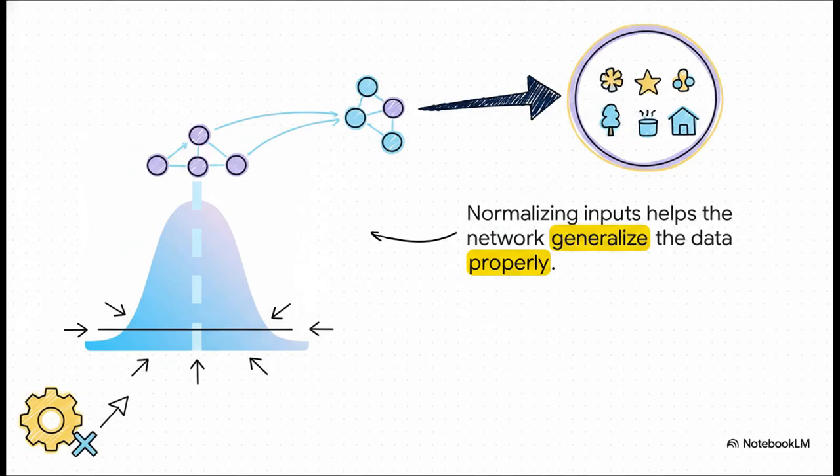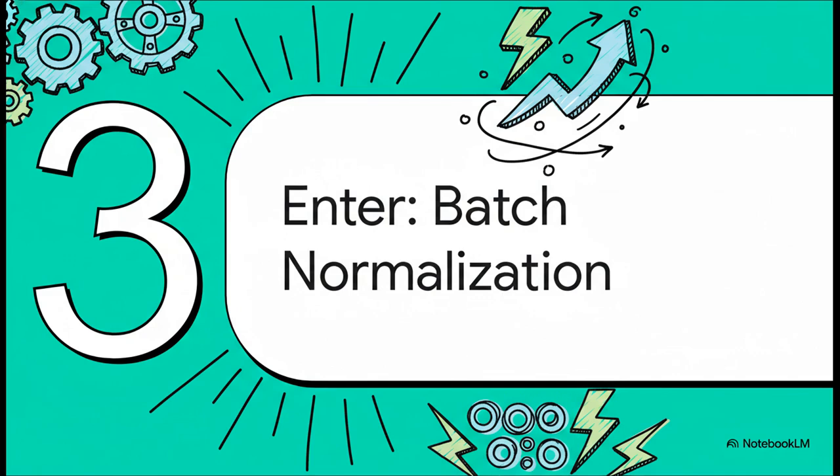Now, this is a really crucial first step, but it only fixes the problem at the front door. The issue actually goes much deeper inside the network. And this is where the real magic happens. This is where we leap from a simple fix to a truly revolutionary technique. So let's talk about batch normalization.